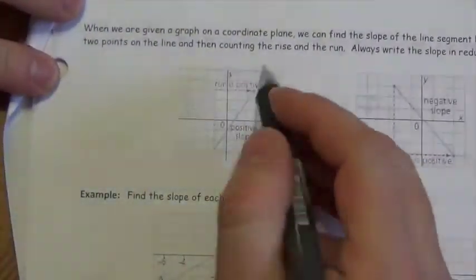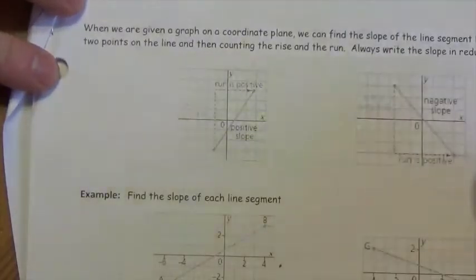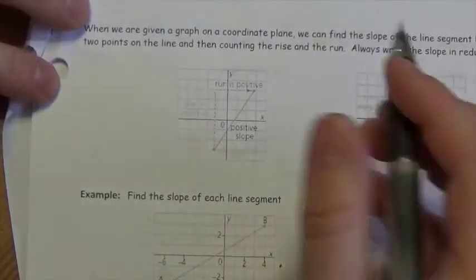So when we're given a graph on a coordinate plane, the easiest thing to do is just to count out the slope.